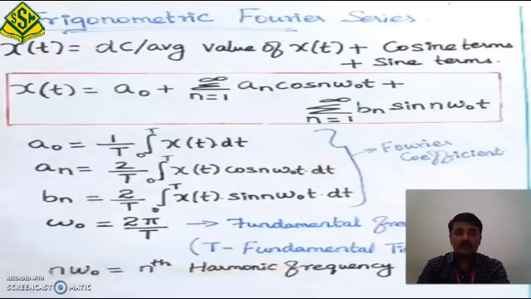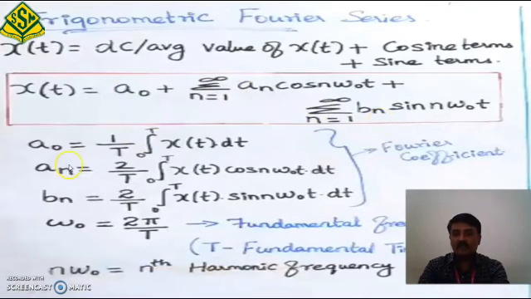Here, just look at this. x of t equals a naught, which is the DC or average value of x of t, plus summation n equal to 1 to infinity a n cos n omega naught t, plus summation n equal to 1 to infinity b n sin n omega naught t, the cosine and sine terms. So this is your x of t value. I am going to find this a naught, a n and then b n values and then substitute them in the main formula. So what are a naught, a n, b n? They are the Fourier coefficients.